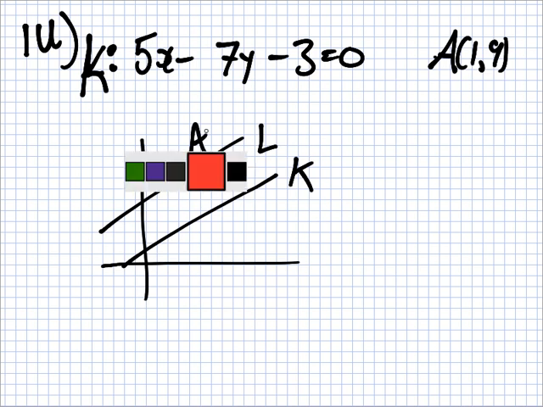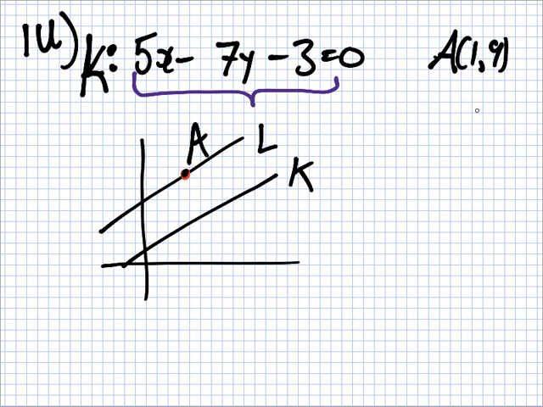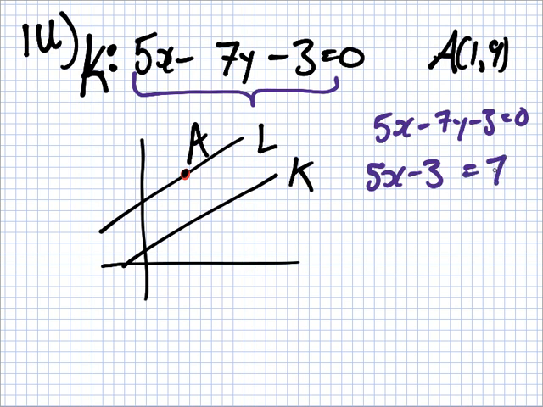Right, so the first thing I should do, I don't like it written like this. I should rearrange it. Okay, so I have 5x minus 7y minus 3 equals 0. So I have 5x minus 3 equals 7y, because I just took this one over to the right. What should I do next? Divide by 7. 5 over 7x minus 3 over 7 equals y.